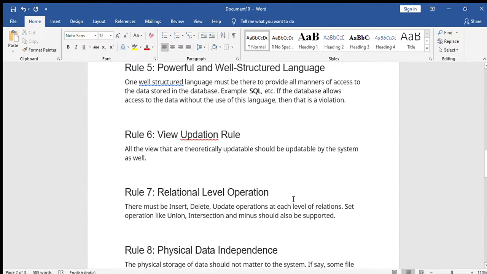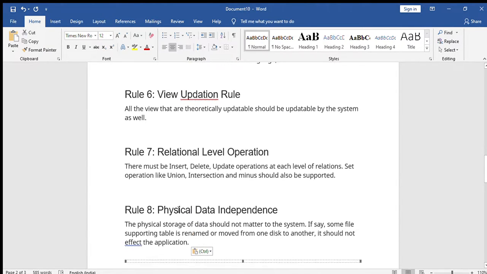Right? Theoretically, views should be updatable by the system as well. Frequently, the data should be updated, and the data should be updated in all the areas. So that is called what? View updation rule. Next, what is rule 7?